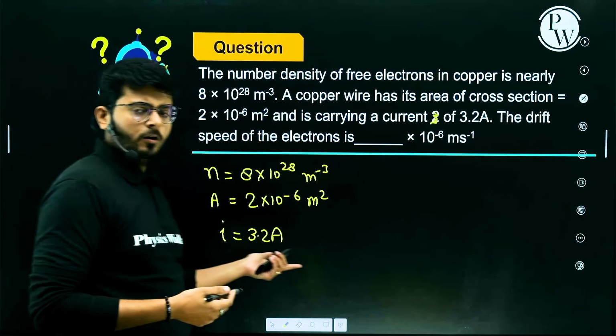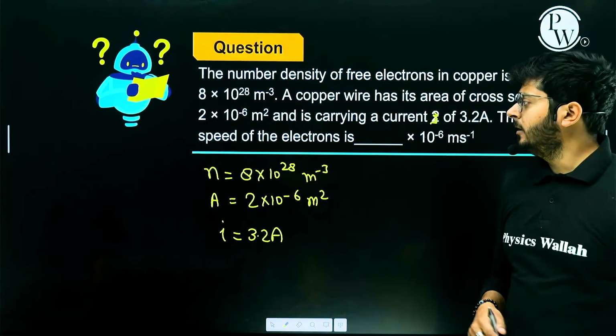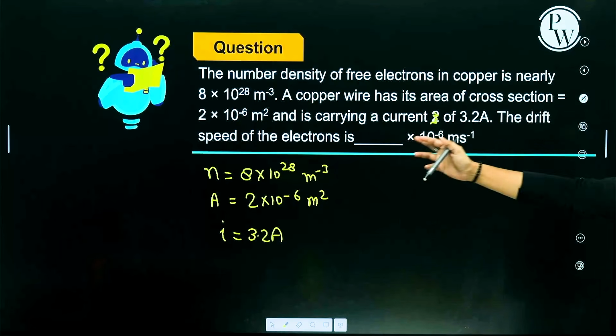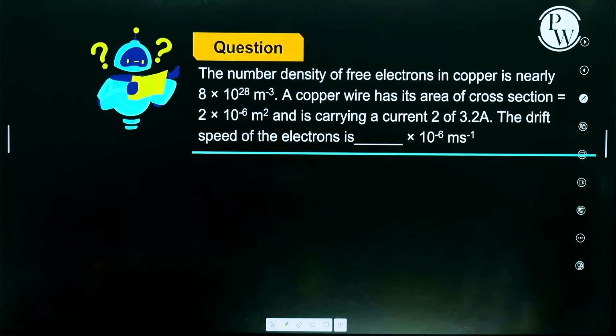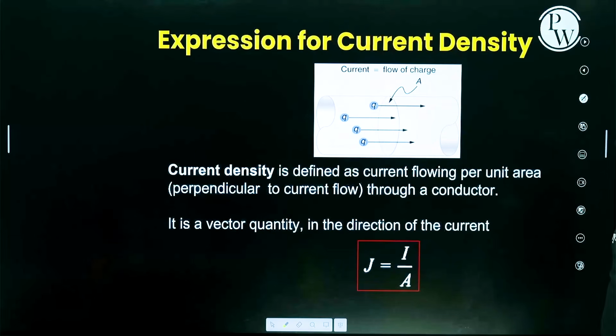The value of e we already know, 1.6 × 10^-19. So the drift speed of the electron, by the same method, you can just solve it and get the value. No problem with that.